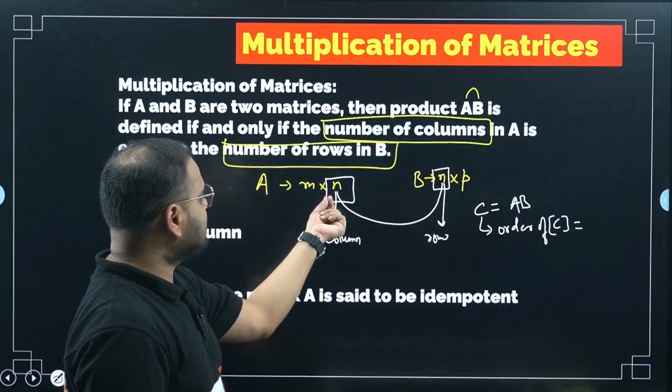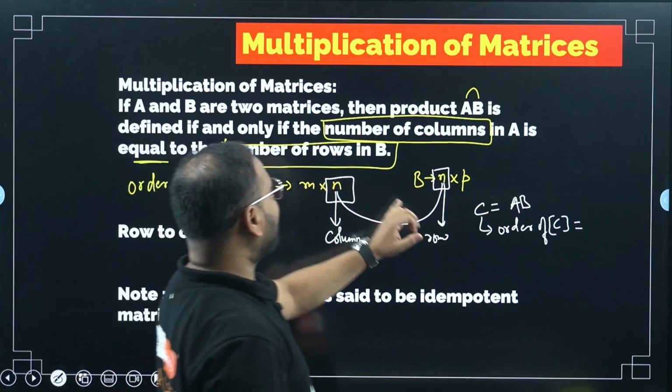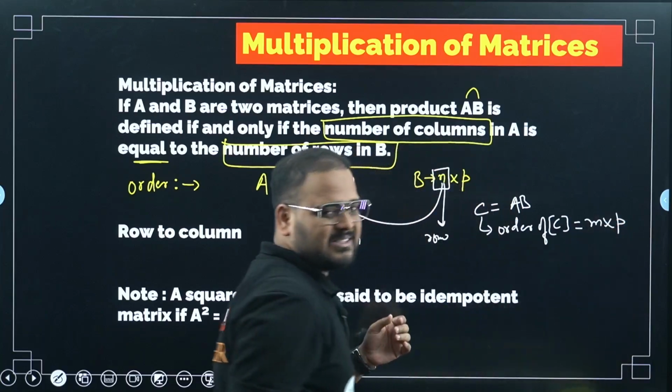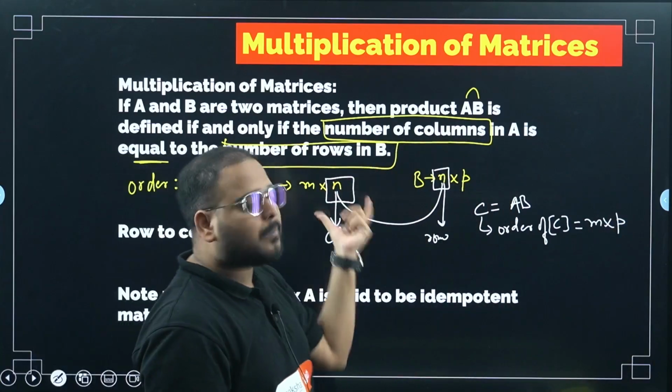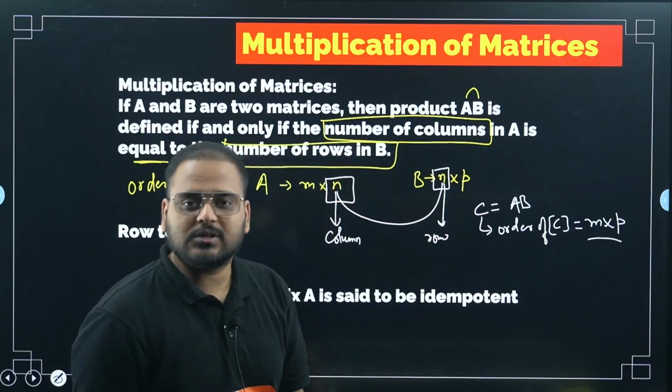So wherever you see, the common part will cancel each other, and what you'll have is M cross P as the order. Does it actually cancel? No, it doesn't cancel, but when you multiply, the result will look like the order of M cross P.